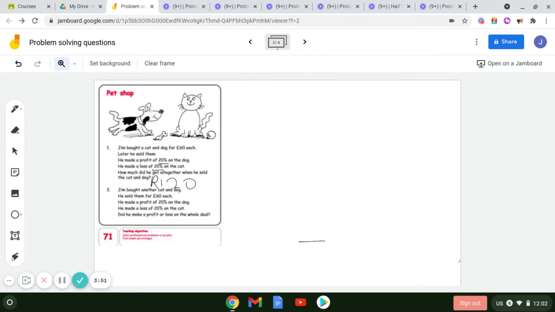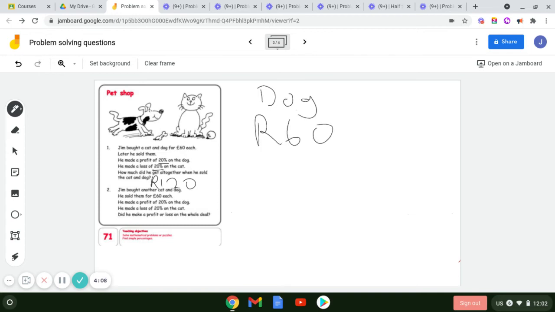What we're going to say is Jim bought another cat and dog. We don't know how much Jim bought this cat and dog for, okay? But we know that he sold them each for 60. So we're going to do the dog first, okay? So he sold the dog for 60 Rand.